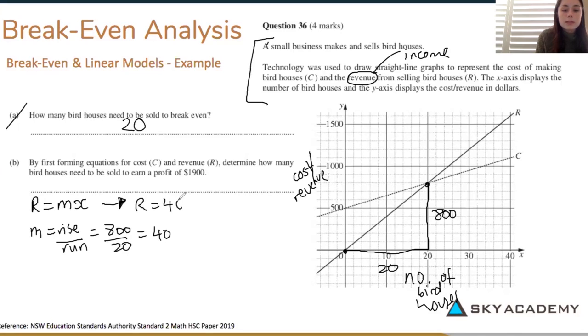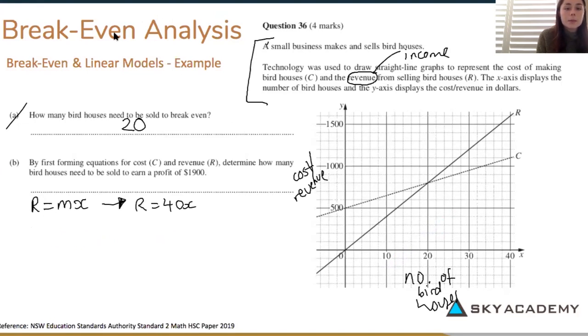I'm going to erase this so I have a bit more room. And now I've done that, I'm going to do my cost formula. So the cost formula is the one that replicates y equals mx plus c. So cost is going to equal mx plus c, and we know c to equal the y-intercept, and so this here is going to be our cost because it is the y-intercept, and so we know what lowercase c equals: c equals 500. We just got to figure out what m equals for the cost line.